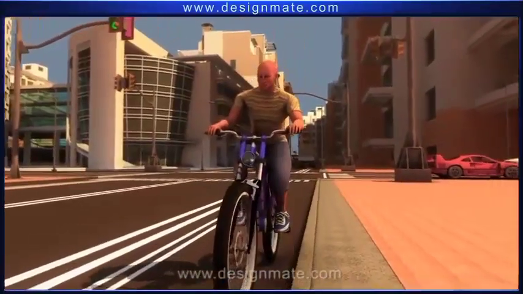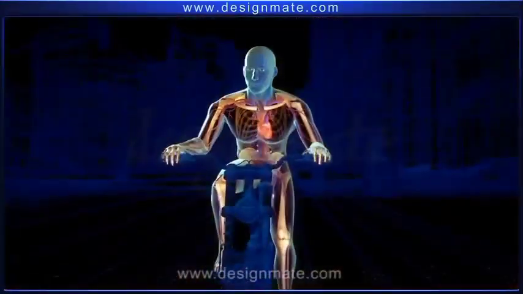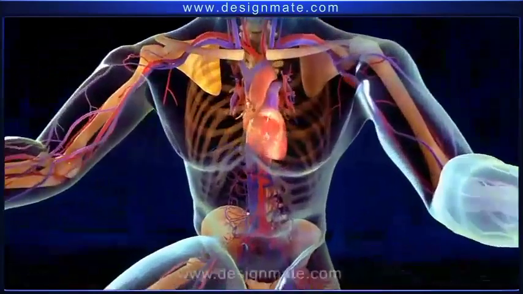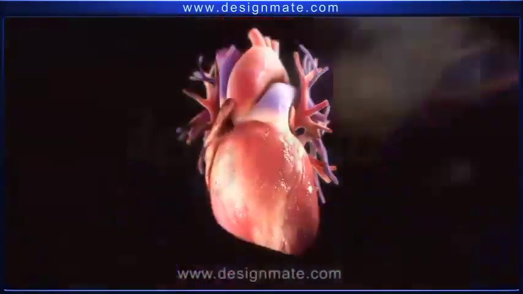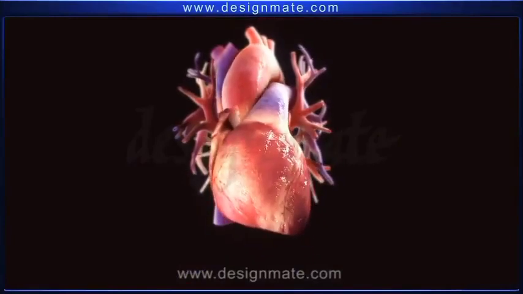This function with flawless consistency. The heart is an organ that beats throughout the lifetime of a person.